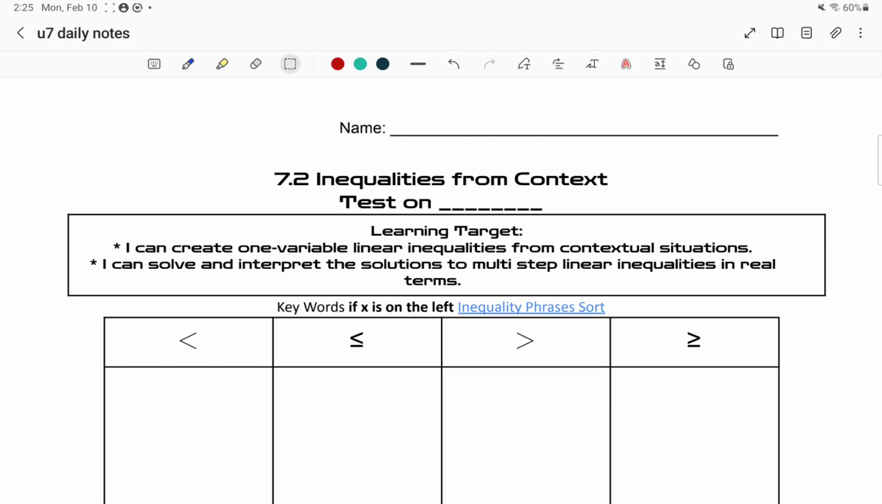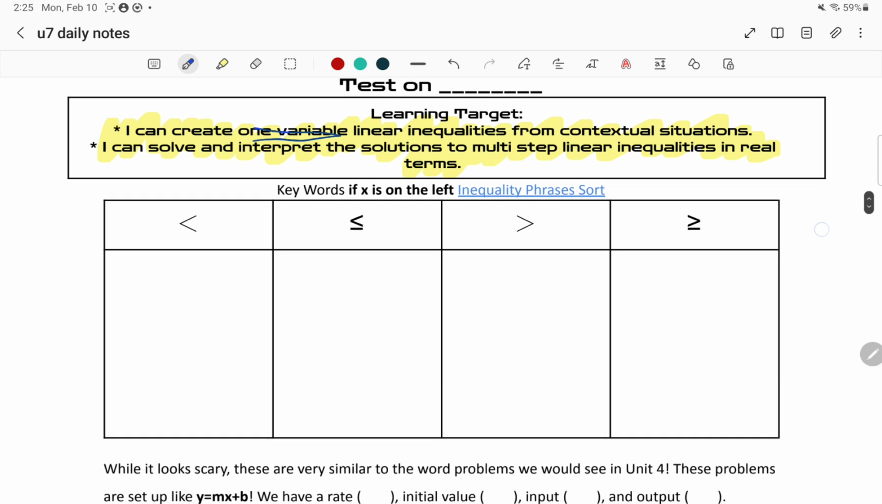Hello students, today we are going to be doing inequalities with one variable from context. So word problems with one variable. So let's highlight the learning targets. I can create one variable linear inequalities from contextual situations, and I can solve and interpret the solutions. So I can make the equation and I can solve it.